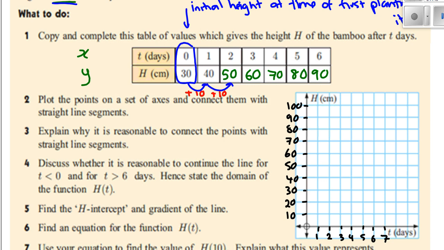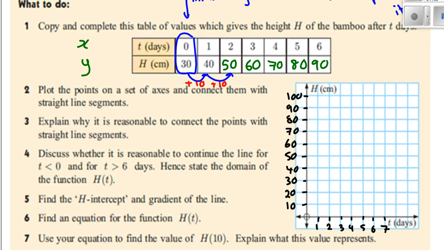So notice it's already labelled. It says t in days on the horizontal axis, and it says height in centimetres on the y-axis. If it didn't have that in there, we would have to put that in there. We have to label our axes. It's really important in these modelling problems. Now we can go plotting our wonderful data, if you might call it that.